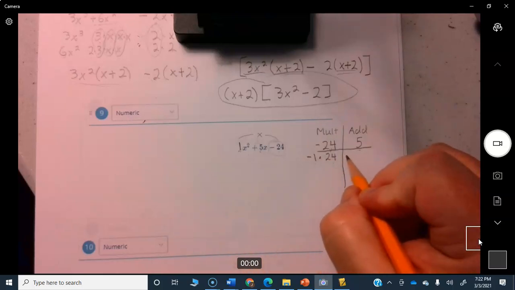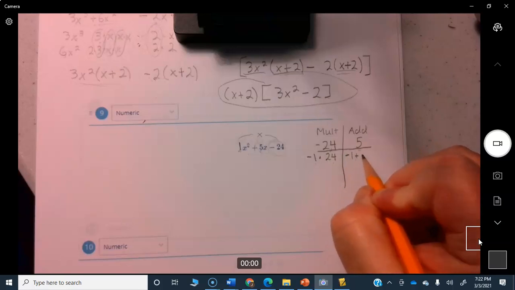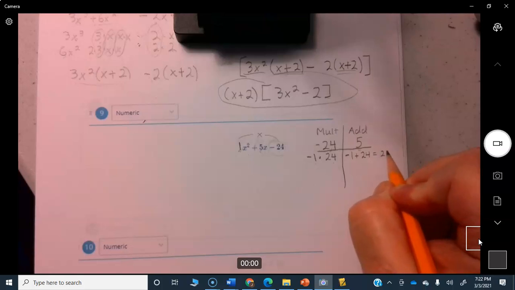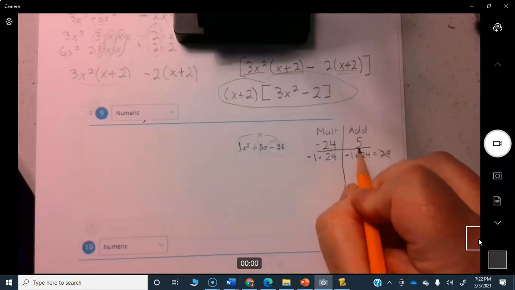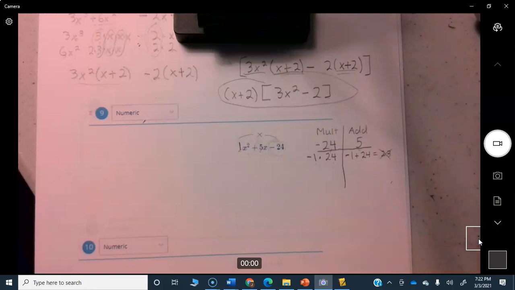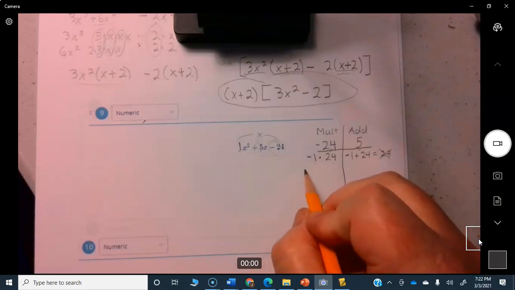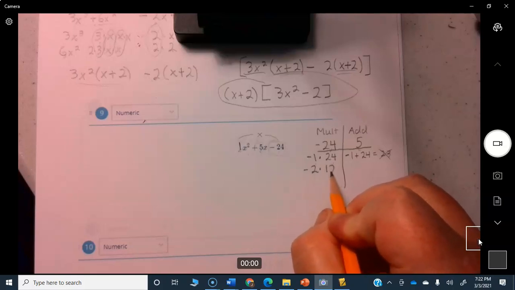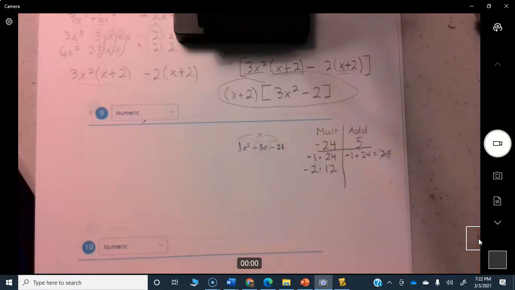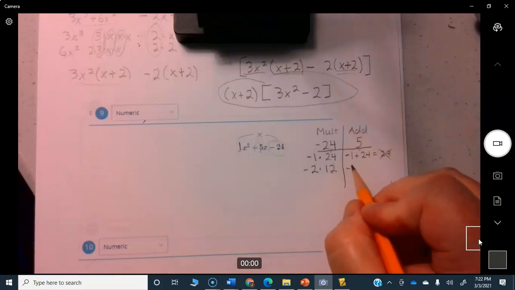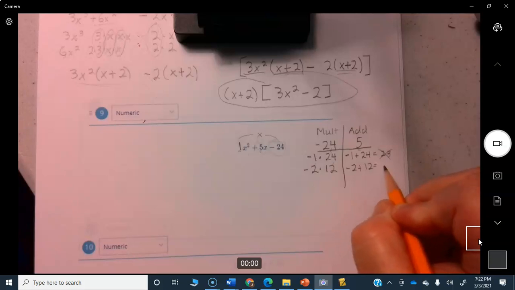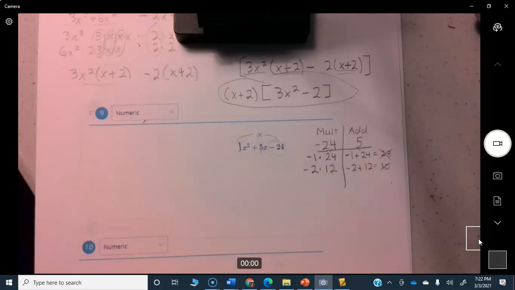Now I'm going to add them. Negative 1 plus 24 equals positive 23. Well, that's not what we're looking for. We're looking for 5. So now we have to go to the next number. Let's go to negative 2. So negative 2 times positive 12 equals negative 24. Negative 2 plus 12 equals 10. Well, 10 does not equal 5, so we've got to keep going.